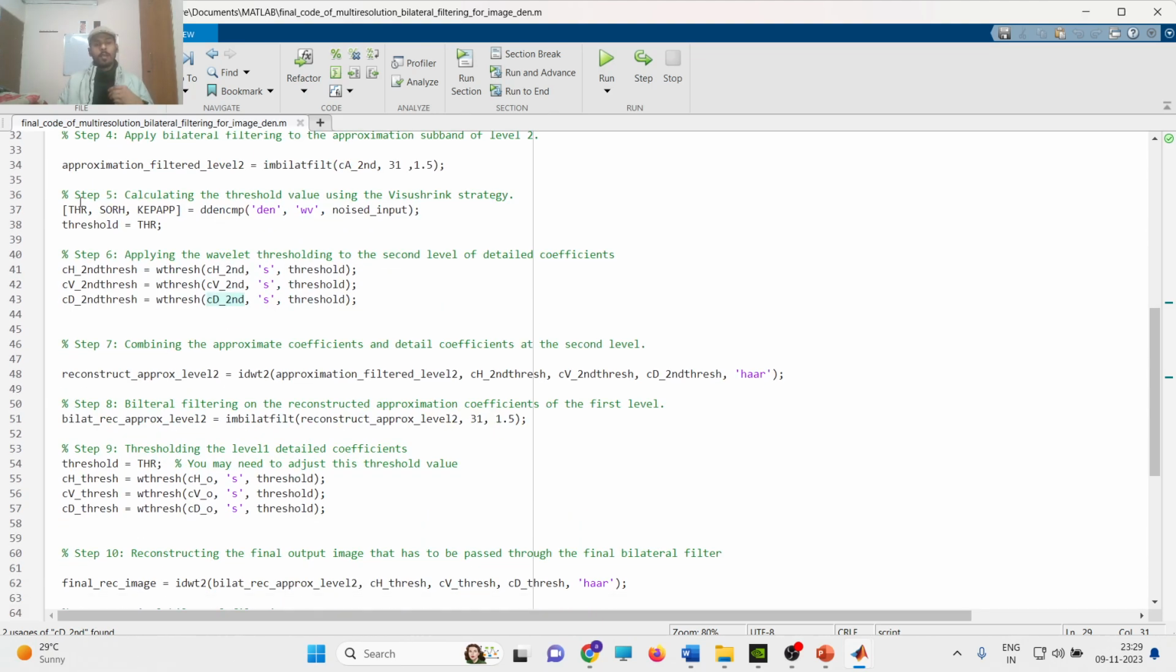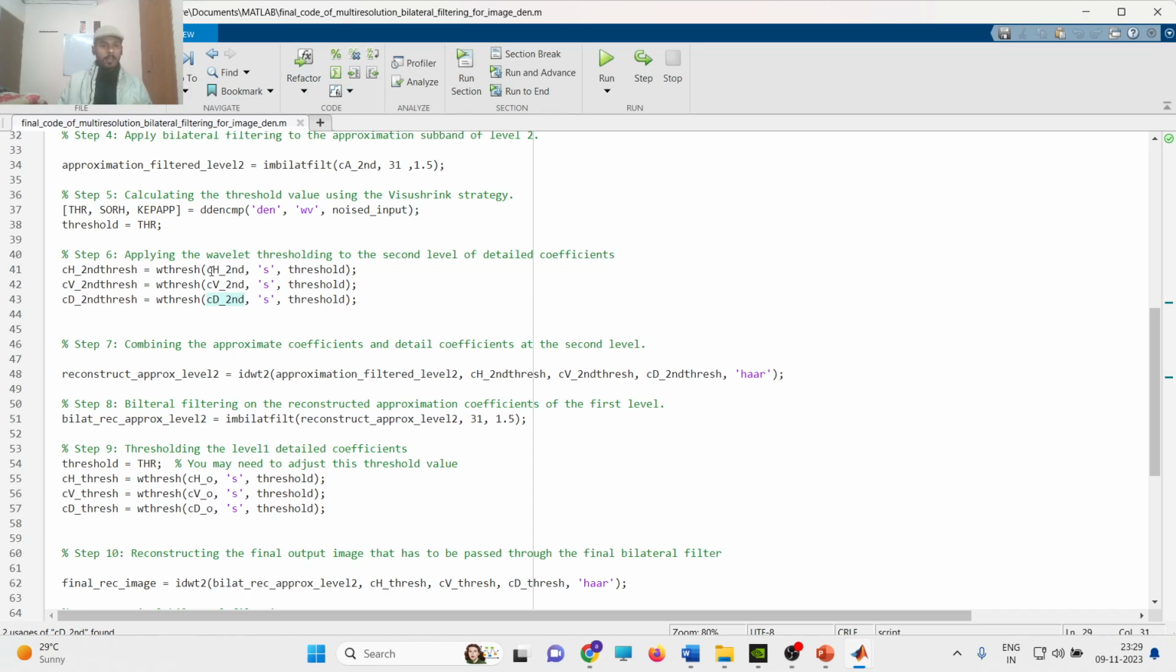Now we have to actually calculate the threshold value to apply wavelet thresholding in the next stage. So this function DDNCMP actually calculates the thresholding value. S or H means soft thresholding or hard thresholding, and keep app is for the approximate coefficient I want to keep. So we take the threshold value from this function and apply it in our wavelet thresholding block.